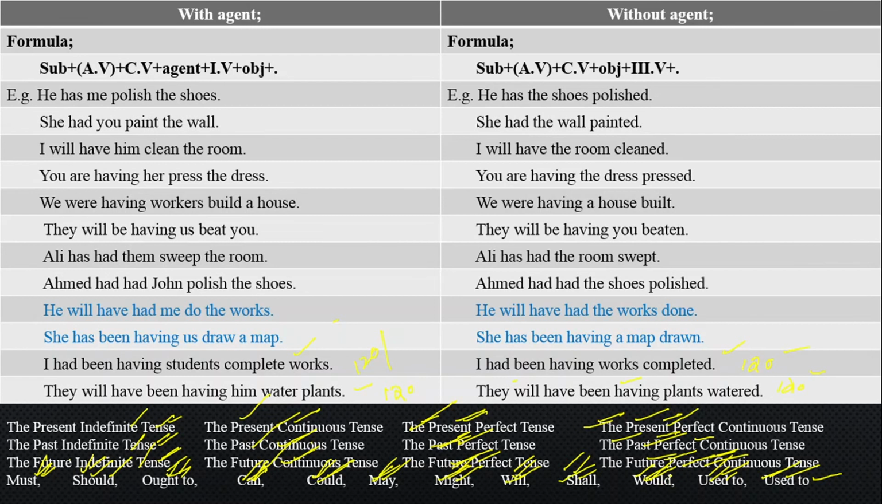They used to have the plants watered. They used not to have the plants watered. Use they to have the plants watered? Use they not to have the plants watered? Use'n't they to have the plants watered?